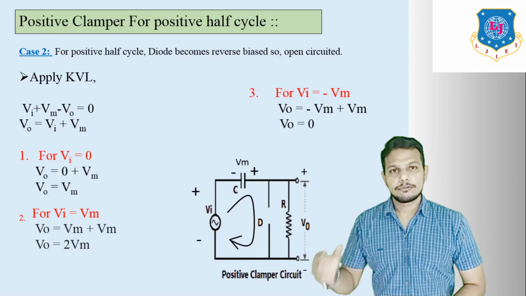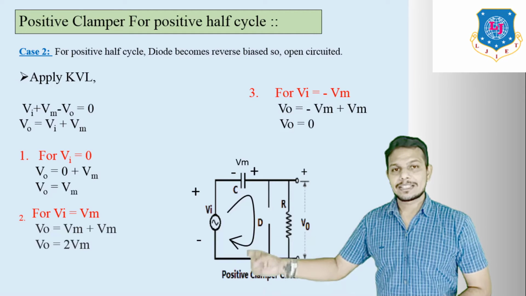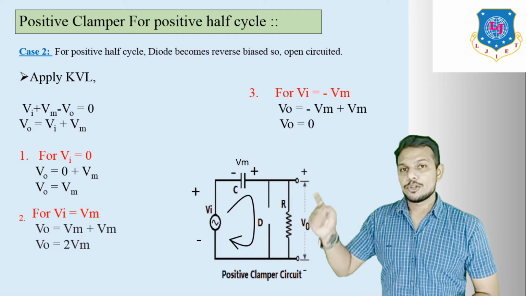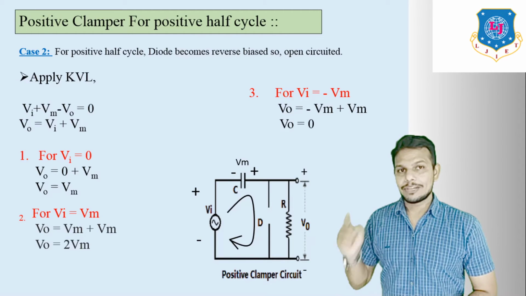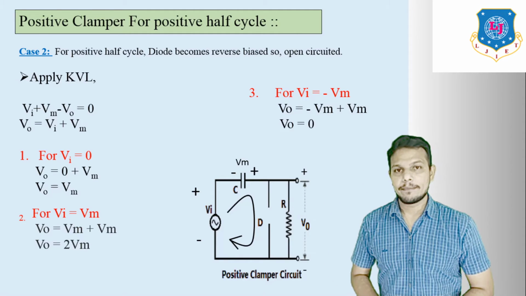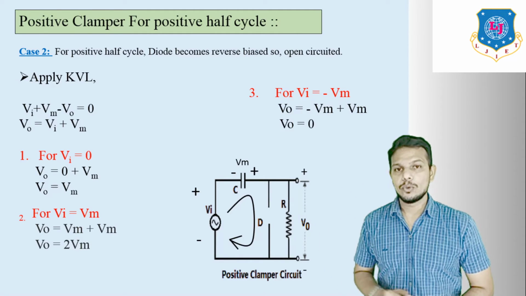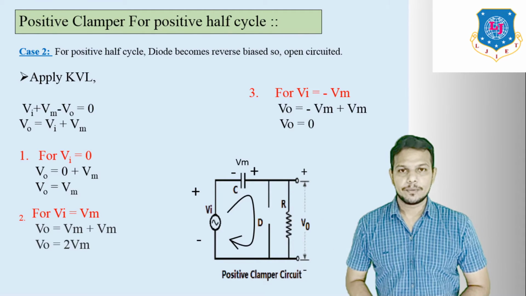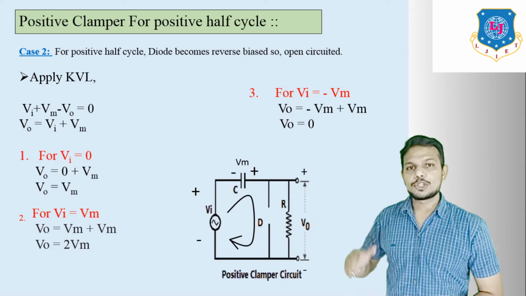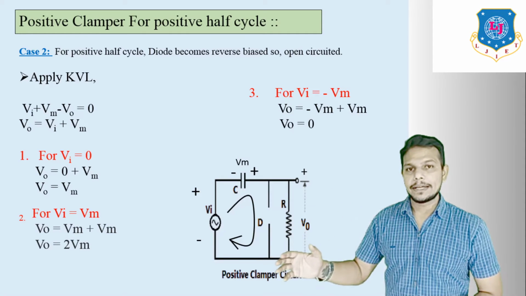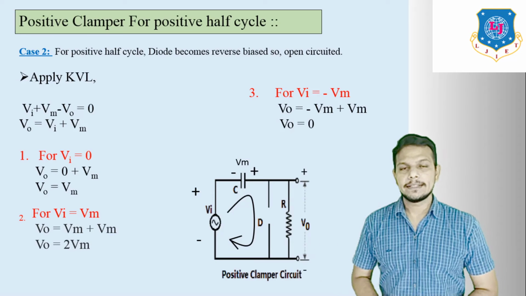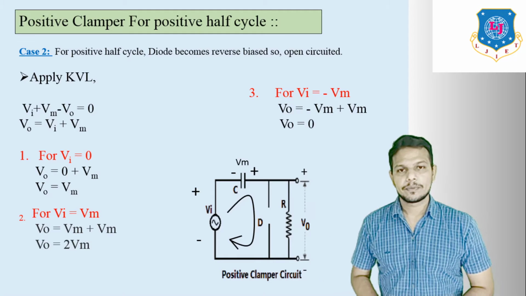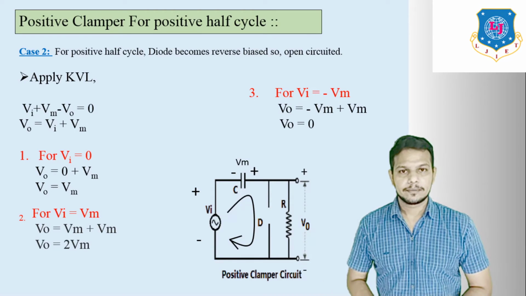Now 3. For Vi, because this is the AC waveform, here we can see this is the AC waveform. So at this time your waveform goes down, so we can take Vi is equal to minus Vm. So Vo is equal to minus Vm plus Vm, so it becomes Vo is equal to 0. So like this, according to KVL, we can apply different values of Vi in this equation and we will find this output voltage Vo across this resistance.